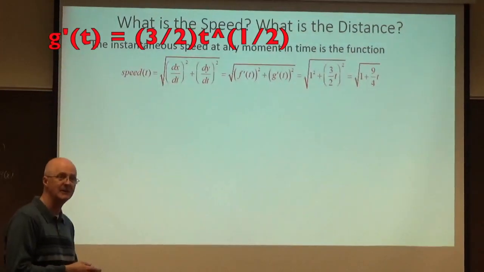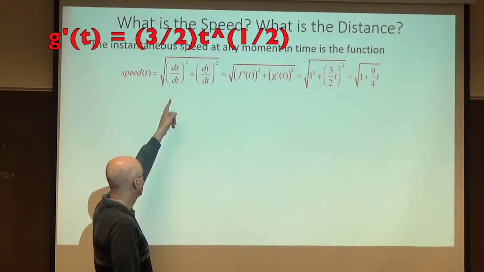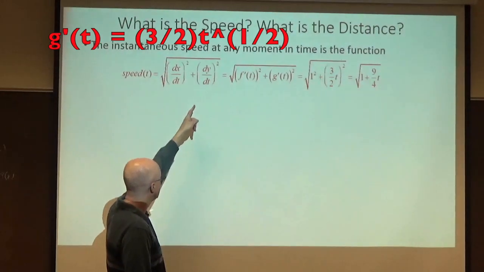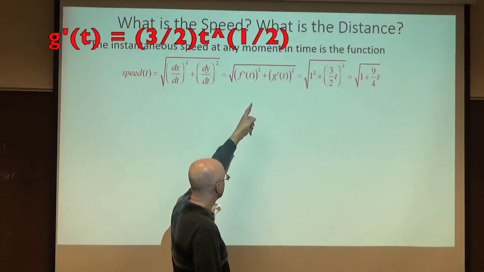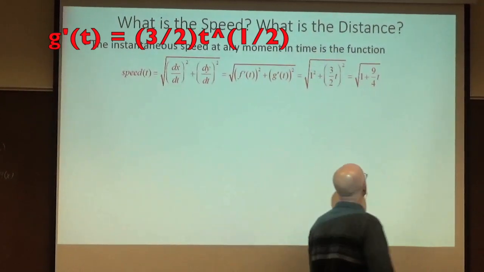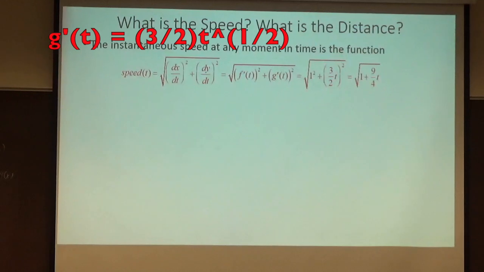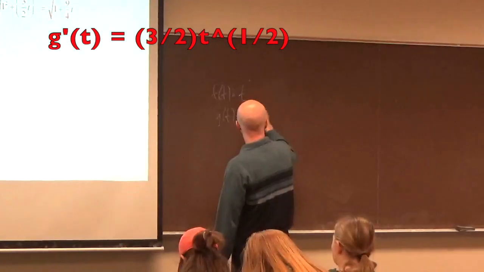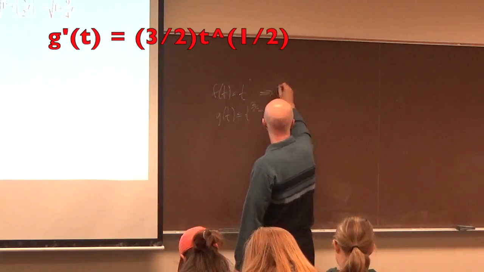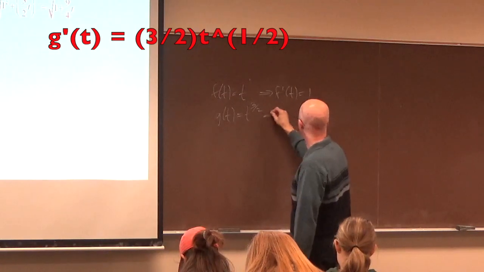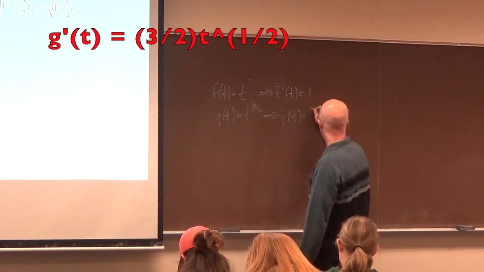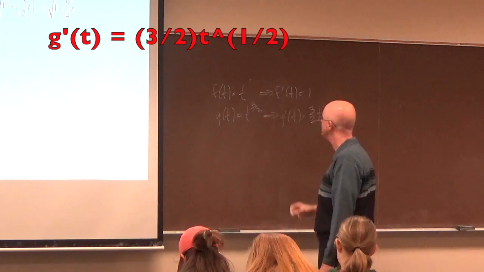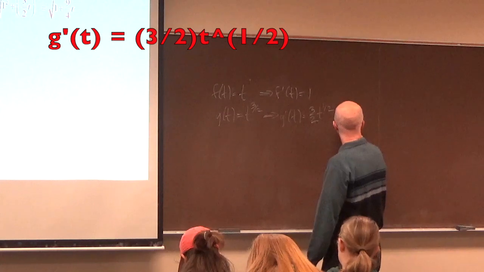The speed as a function of time in general is the square root of dx/dt squared plus dy/dt squared, which is the same as the square root of f prime of t squared plus g prime of t squared, which for this example is what you see. Again, for this example, f of t is t, g of t is t to the 3/2 power. So f prime of t is 1, and g prime of t is 3/2 t to the 1/2, 3/2 times the square root of t.